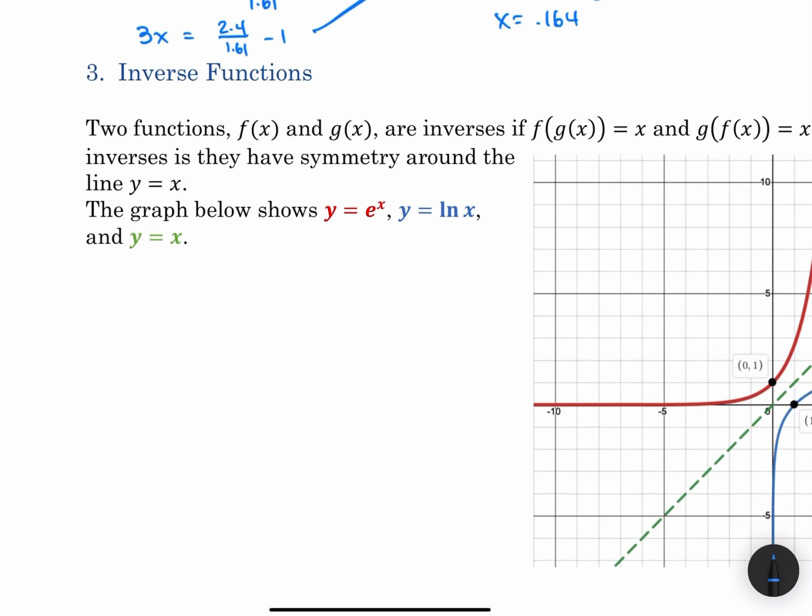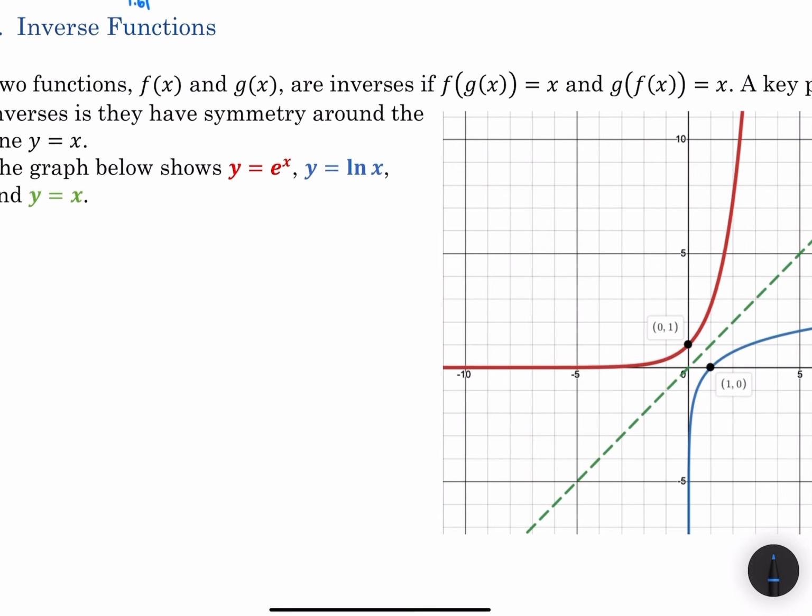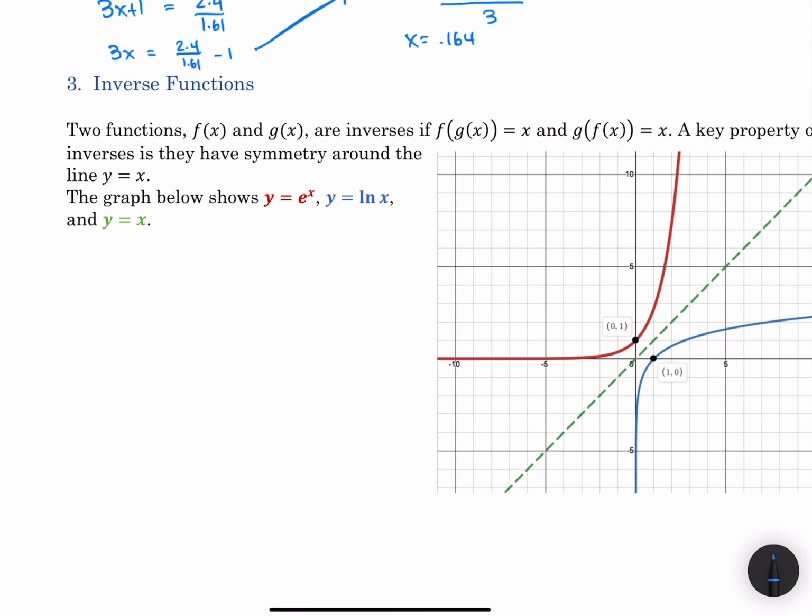All right, so last thing is inverse functions. Two functions f of x and g of x are inverses if you can take one function, substitute it into the other, and get the input value, and you get x. So we'll see an example.